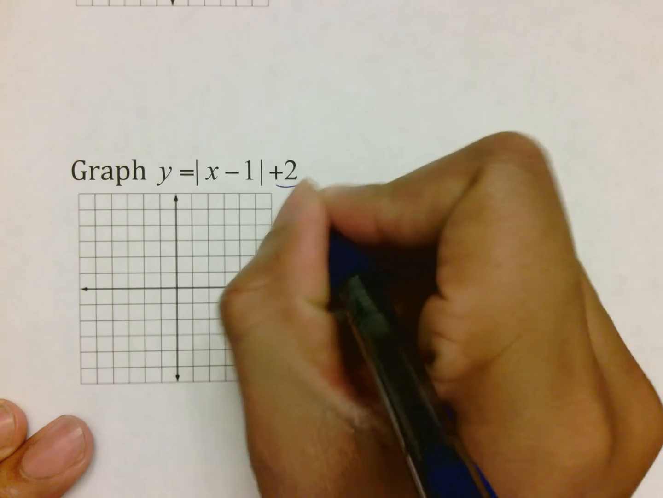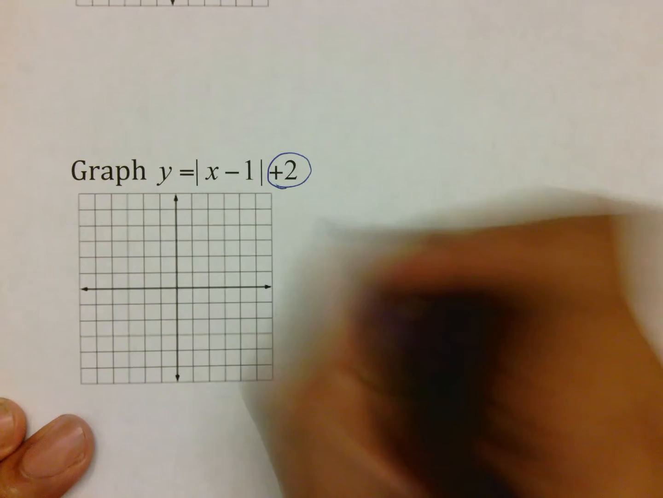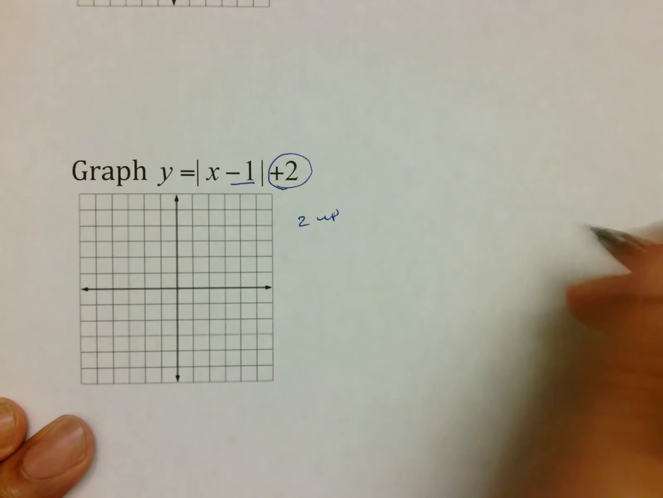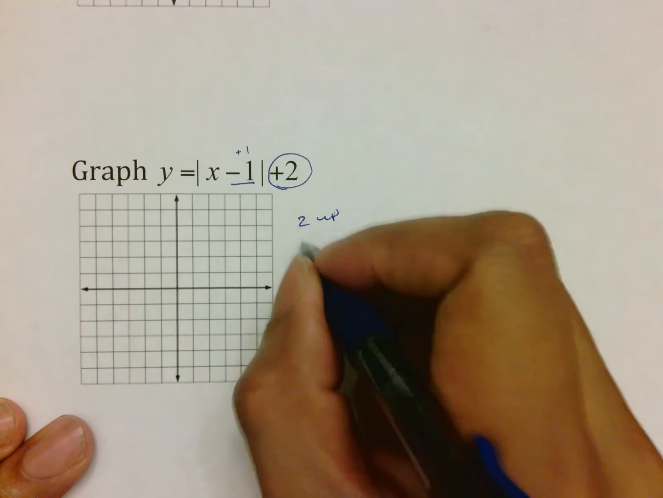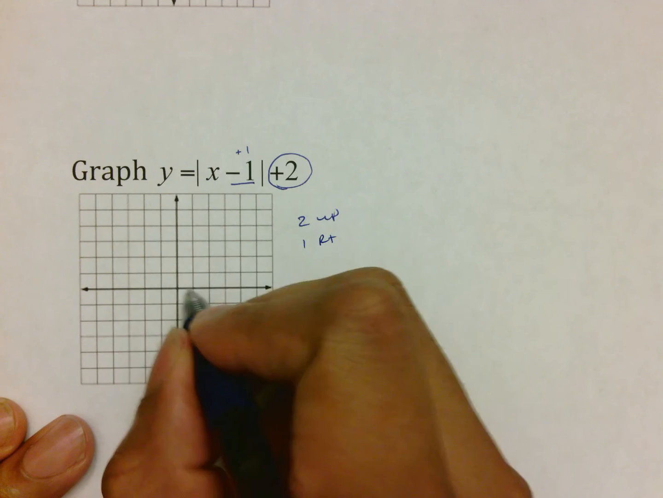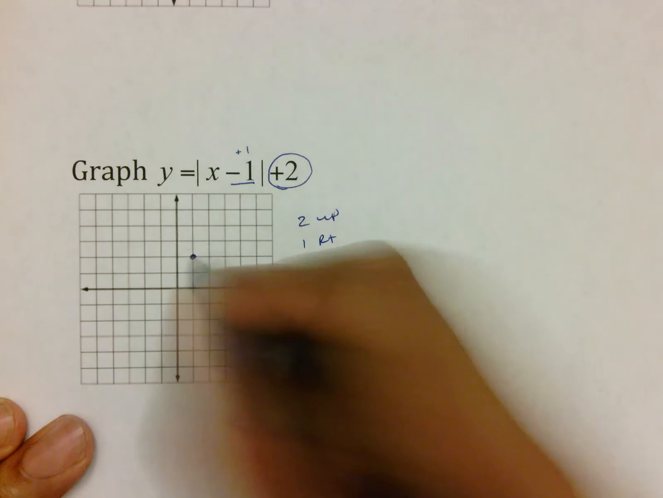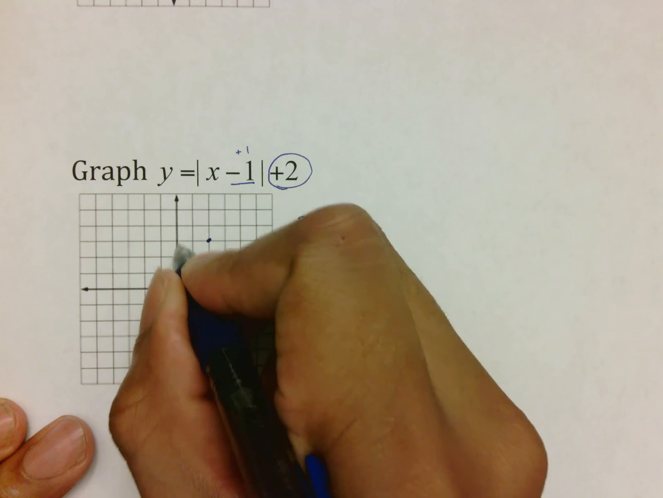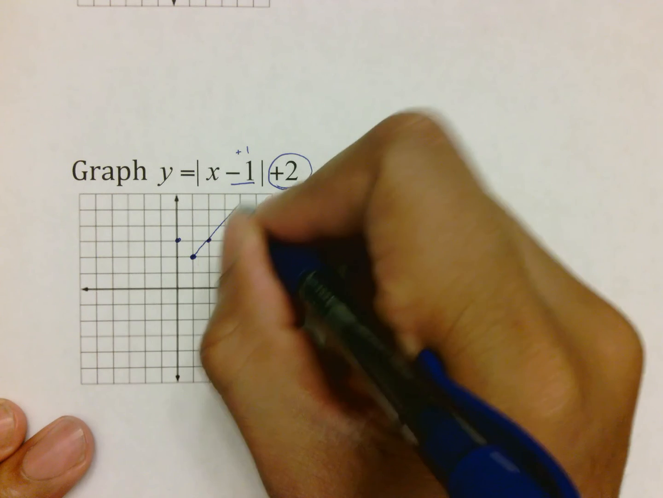Here, that plus 2 means we're going to go 2 up. This negative 1, remember, is not a true negative 1. It is actually a plus 1, which means 1 to the right, which means we go 2 up and 1 right, which puts my home there. From there I go over 1, up 1, back 1, up 1, and then I make the V based off of that.